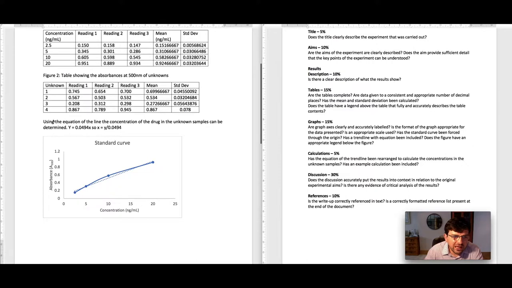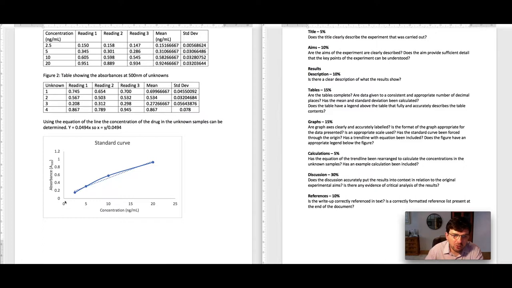The student has given the equation of the line, but it's not clear where that has actually come from. And if we look at the standard curve, we can actually see this student hasn't forced the standard curve through the origin. So if we don't have any of the drug present in our zero sample, we're not going to get any absorbance. So it's really important when you have a standard curve that you make sure it gets forced through the origin. You can see the trend line here would cross the axis somewhere around about here, and this would come down and not hit the zero either.